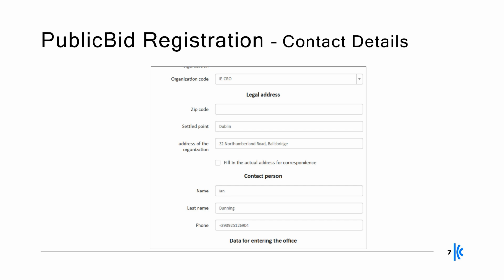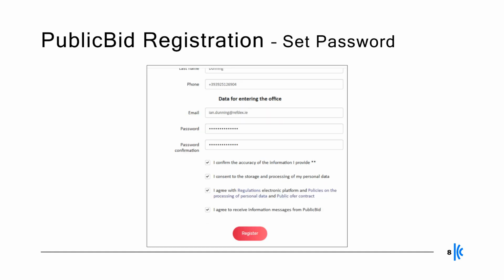You are now almost at the end of the registration form. The final details are for you to confirm your login details. There are then a series of checkboxes to confirm the accuracy of the details that you have provided, the holding and processing of personal details, the acceptance of PublicBid's terms and conditions, and that you agree to receive messages from PublicBid. Once you have completed the form, just click on Register.